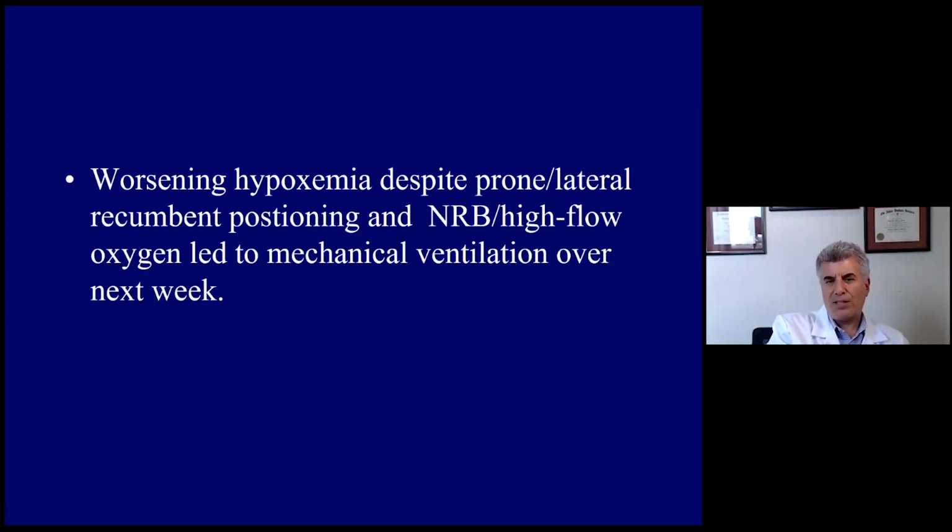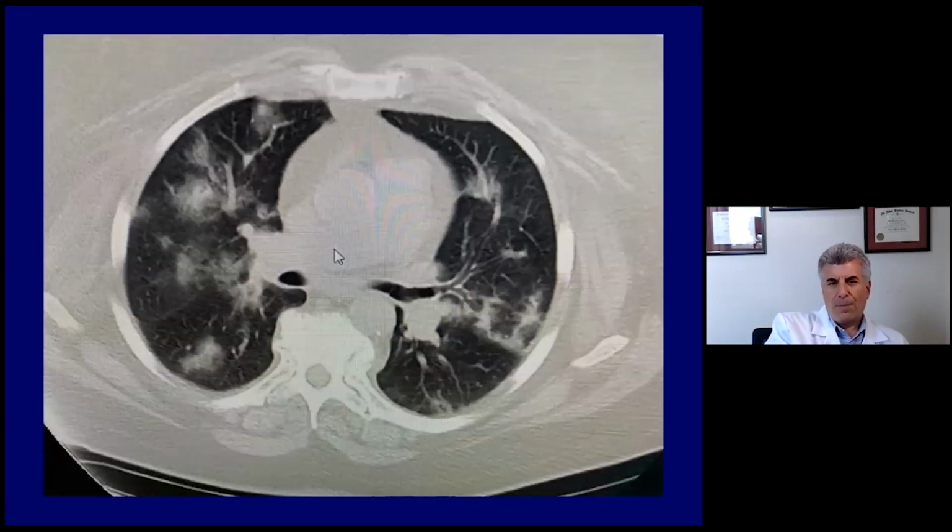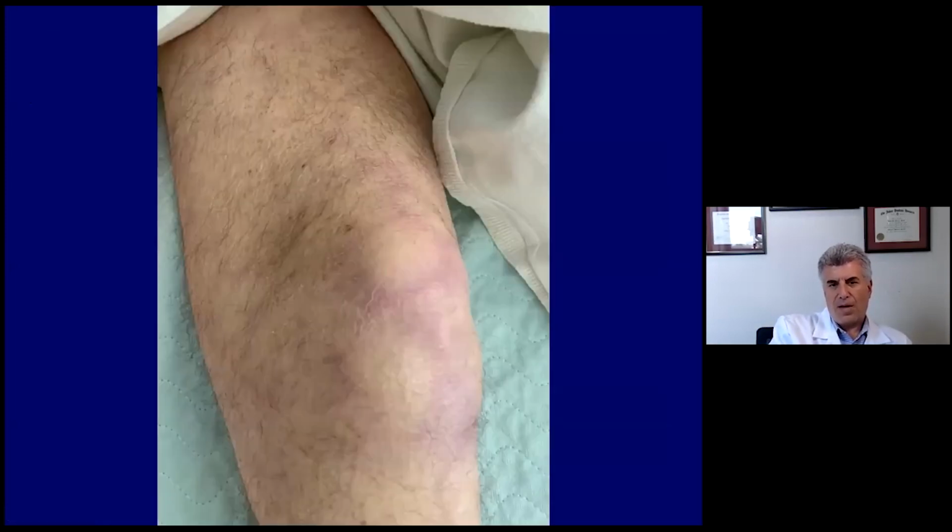He had worsening hypoxemia despite being prone and put in the lateral recumbent position. And he was placed on a non-rebreather and high flow oxygen. And ultimately, he deteriorated and required mechanical ventilation over the next week. This is an example of his chest CT. You can see multifocal ground glass opacities, and there is a peripheral nature to this as well. And it's bilateral. And this shows you a very faint, kind of non-impressive, but reticular purplish rash.